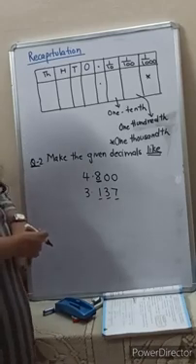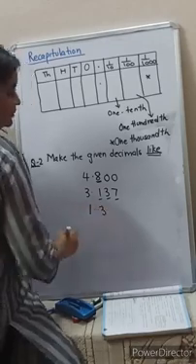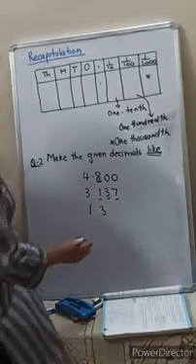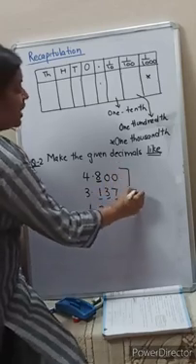So how will we make them like? Suppose I have 1.3. How am I going to make them like? I will add additional zeros. Now all of them are like.